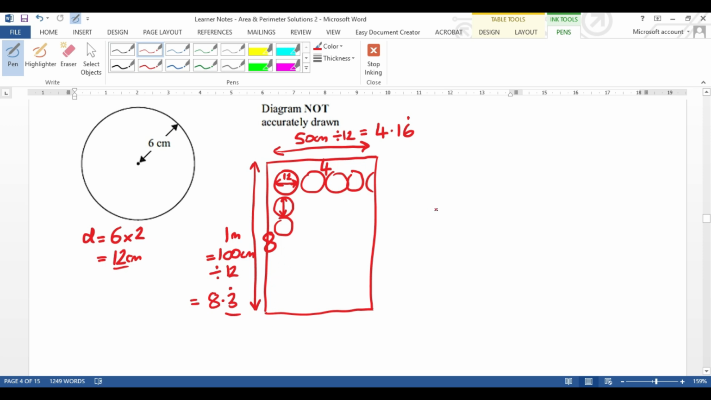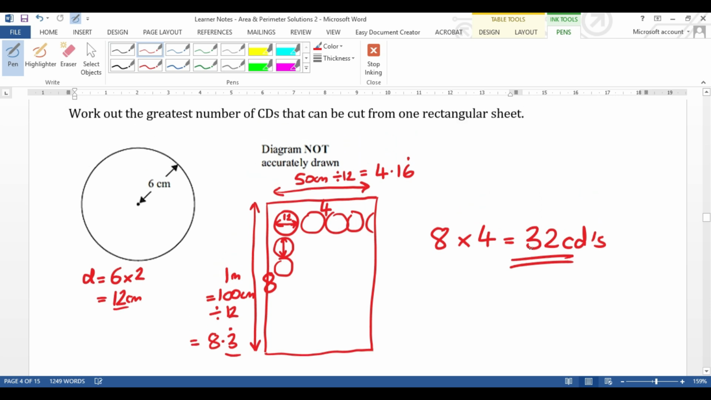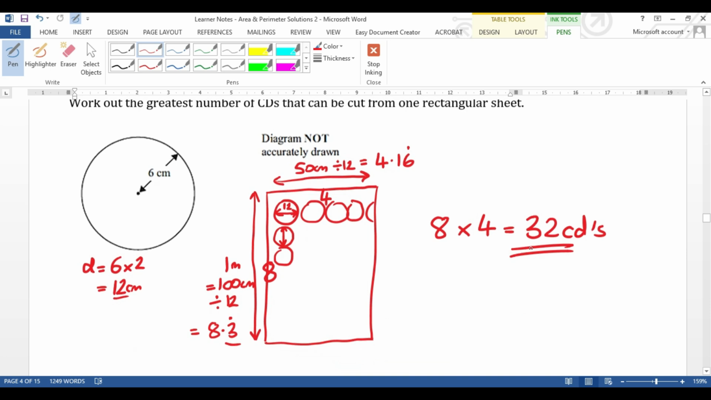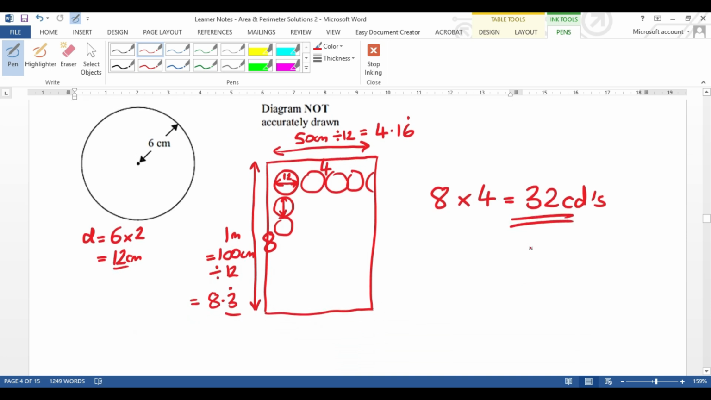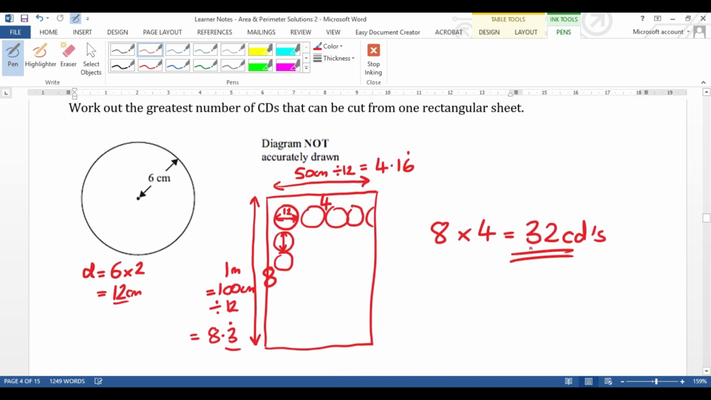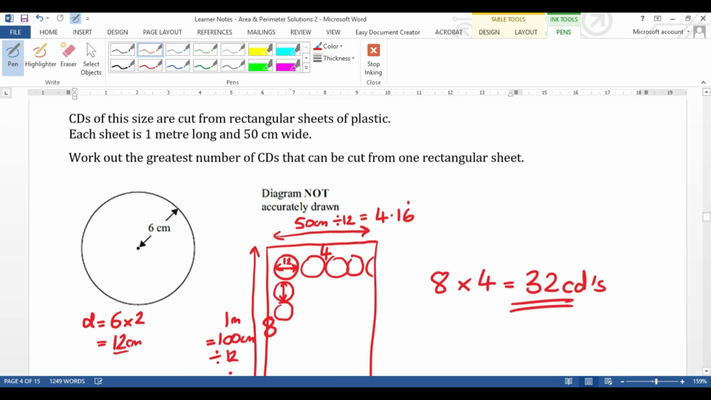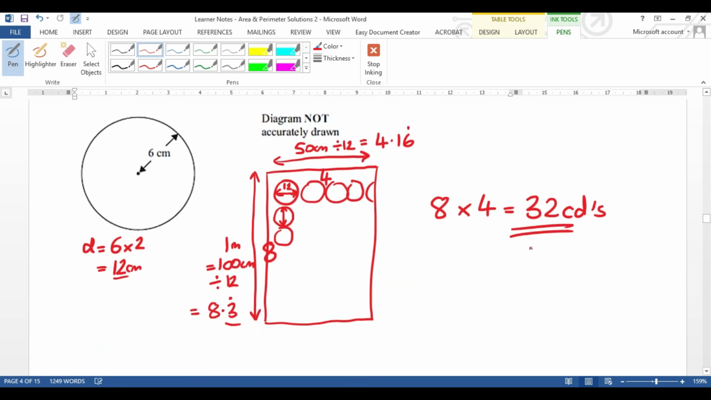Okay, so that means in total you've got 8 times by 4 CDs, or 8 by 4, which is exactly 32 CDs for your final answer. And if you've got any other answer apart from 32, it would be wrong. So just be careful. It has to be 32, can't be any other answer, I'm afraid. And this is the only way you can do this type of question.